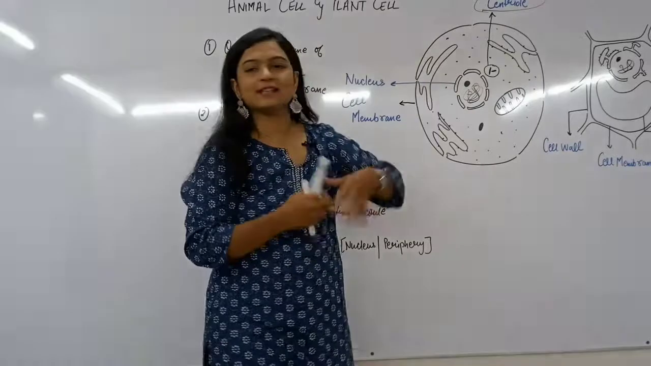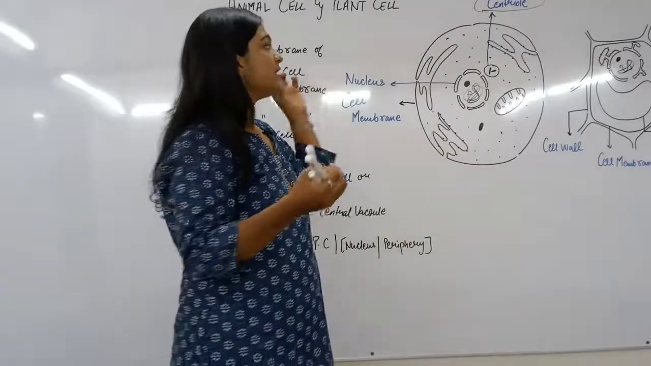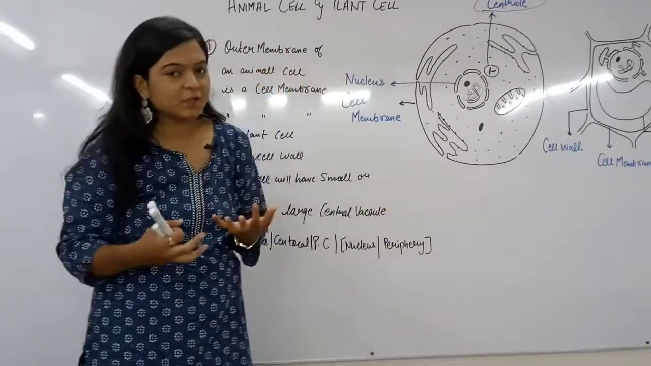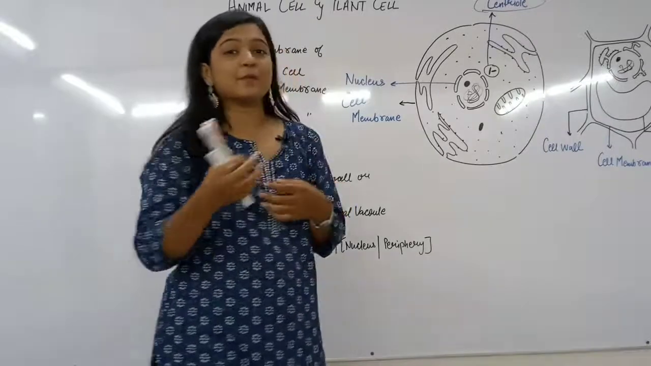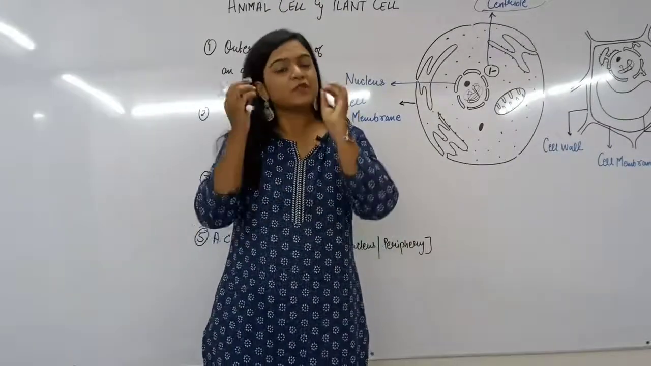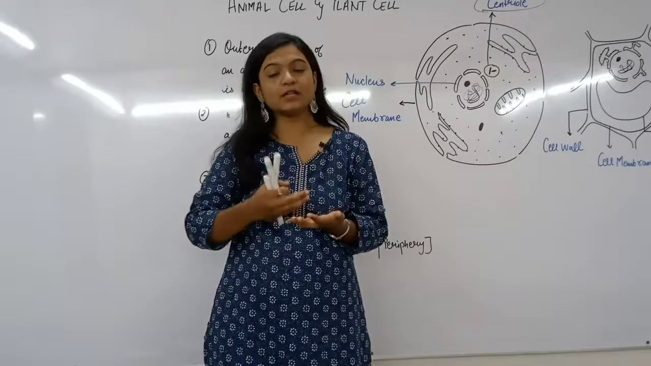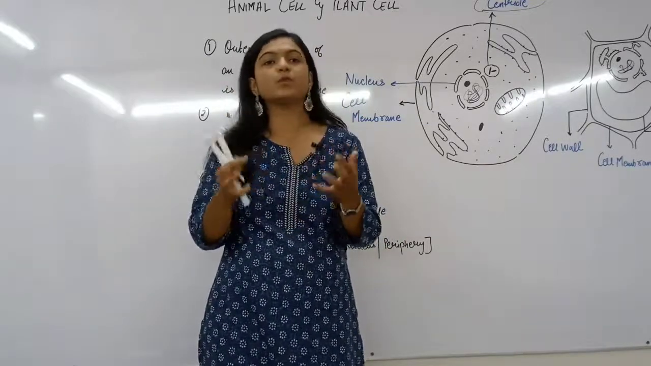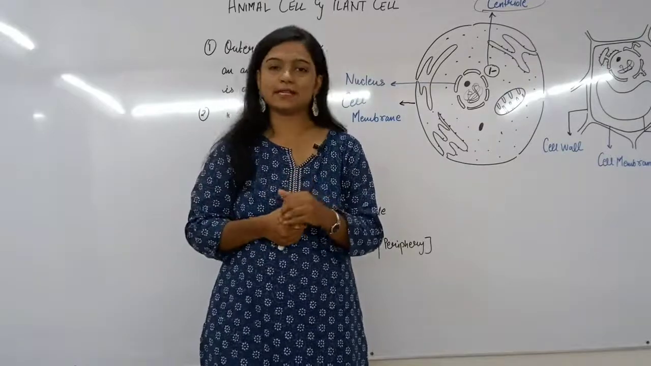Now the cell wall has a special function in plant cells. The cell membrane has a specific function in an animal cell. The cell membrane is made up of something, and the cell wall is made up of something else. So we will get into the details of what is made up of what and what performs what function in the cell in the very next lecture.